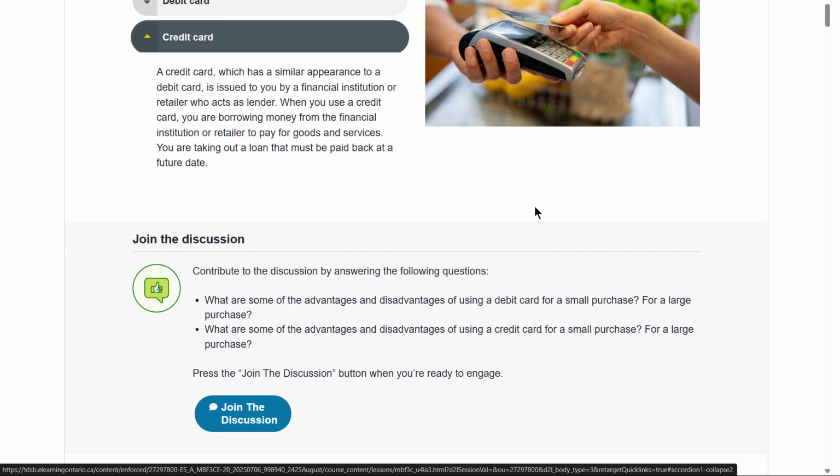Credit card, similar appearance to a debit card, so still a small plastic card. It's issued to you by a financial institution or retailer who acts as a lender. When you use a credit card, you are borrowing money from the financial institution or retailer to pay for goods and services. You're taking out a loan that must be paid back at a future date.